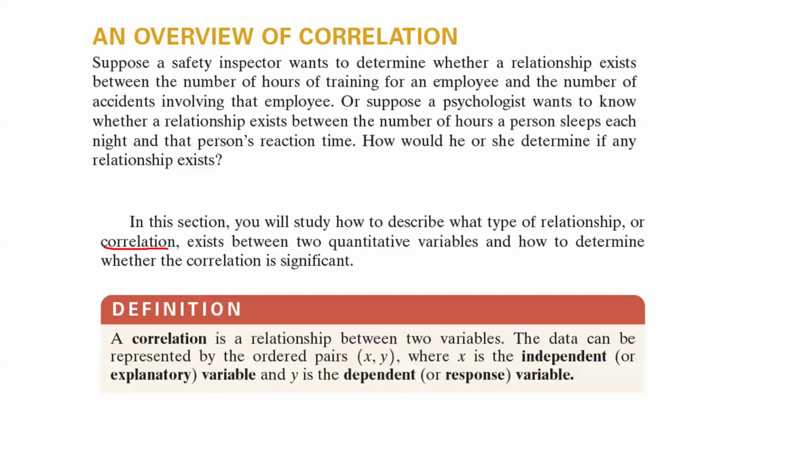Well, let's begin by talking about the definition of a correlation. A correlation is a relationship between two variables. The data can be represented by ordered pairs (x, y), where x is the independent or free or explanatory variable, and y depends on x, so that's why we call it the dependent or response variable.